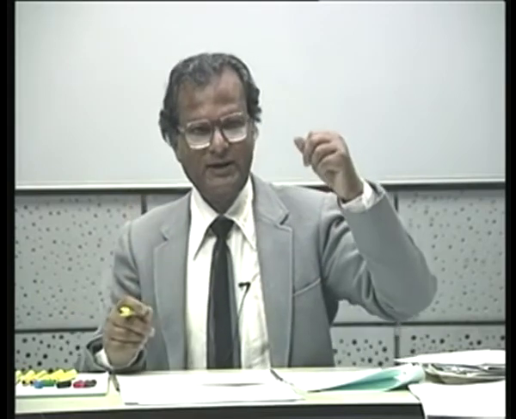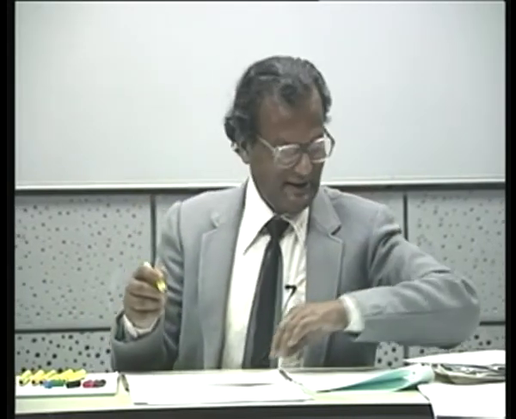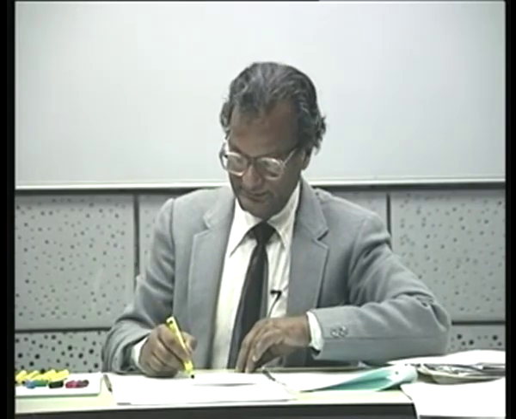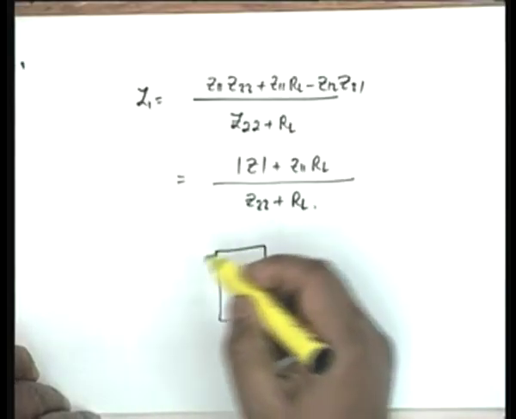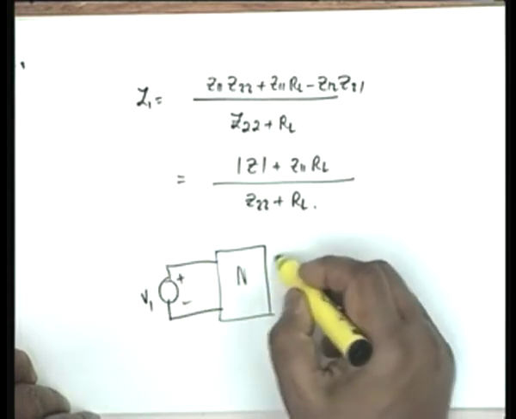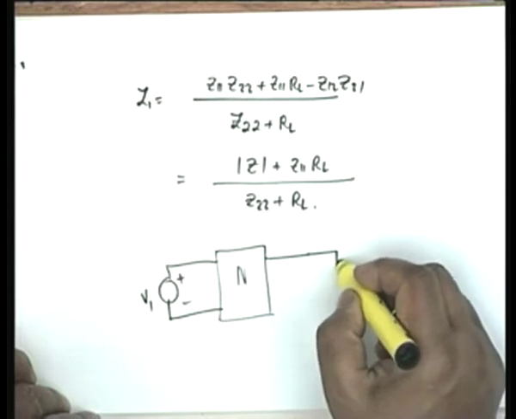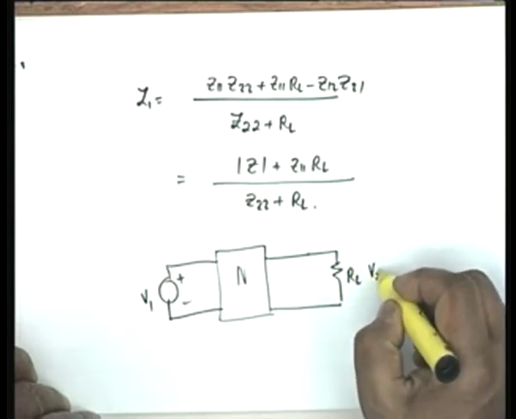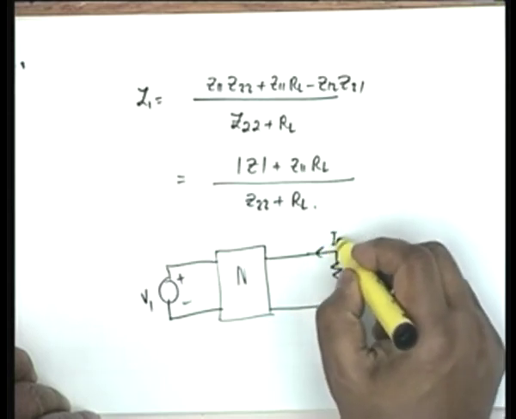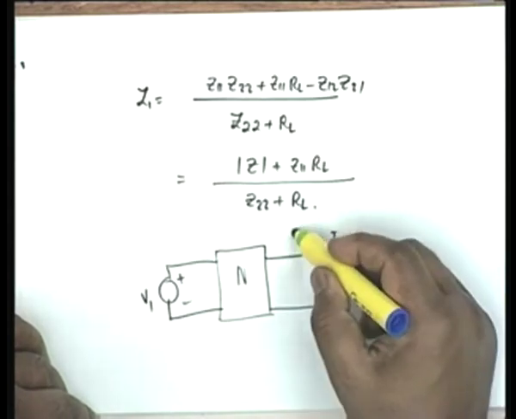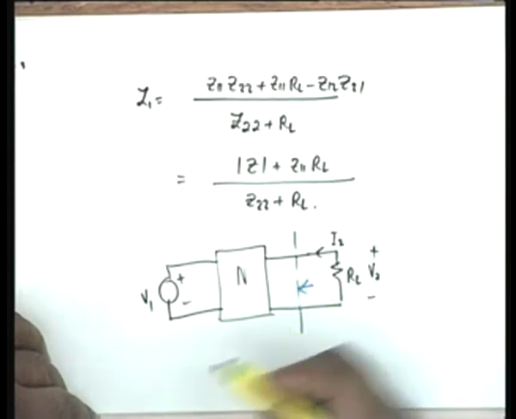I want you to look at this network from a different angle. Let me draw the network, again in an alternative way. What we have is a voltage source here, V1, and RL. This is V2, and this current is I2. An alternative angle of looking at it: suppose I apply Thevenin's theorem to the left of this.